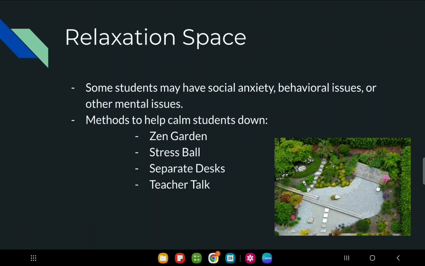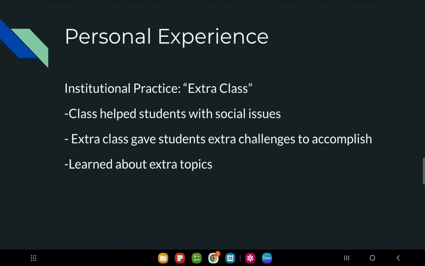Stress balls. Stress balls are little squeezy balls that students can squeeze and take their mind off of their anxiety. If a student is feeling overwhelmed, they are allowed to move their own desk away from the issue at hand. They are allowed to separate their desk from either students or whatever issues are bothering them in the classroom. Sometimes a student may just need somebody to talk to and get their mind off of things. As a teacher, you can pull that student aside and talk to them about their interests, just so they can get their words out. That way they're not talking during class or acting out.